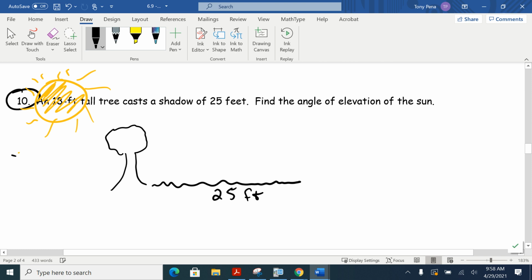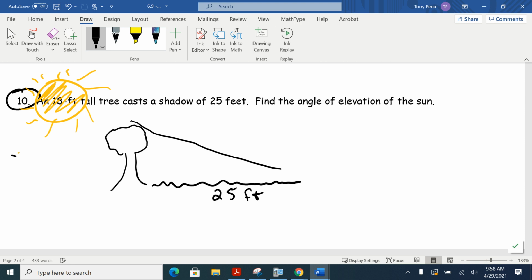All right, should have an 18-foot tall tree, right? Casting a 25-foot shadow. Find the angle of elevation for the sun. So we have our tree. Here's the sun. It has to be over here, right? If our shadow I drew is over here, the sun has to be on the other side.